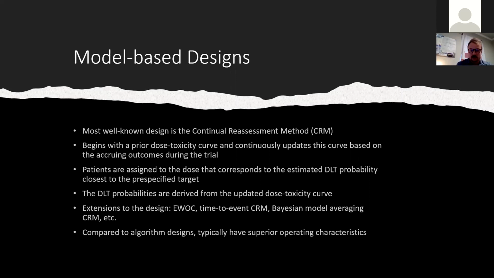So as we progress through the trial, patients are then assigned to the dose that corresponds to the estimated DLT probability closest to the pre-specified target that we've set before we even initiated the trial. And then as we go through the trial, these DLT probabilities are being derived from this updated dose toxicity curve. There's a lot of extensions to this design, such as the EWOC, the time-to-event CRM, the Bayesian model averaging CRM. But basically, compared to the algorithmic designs, like the 3+3, these really have superior operating characteristics.